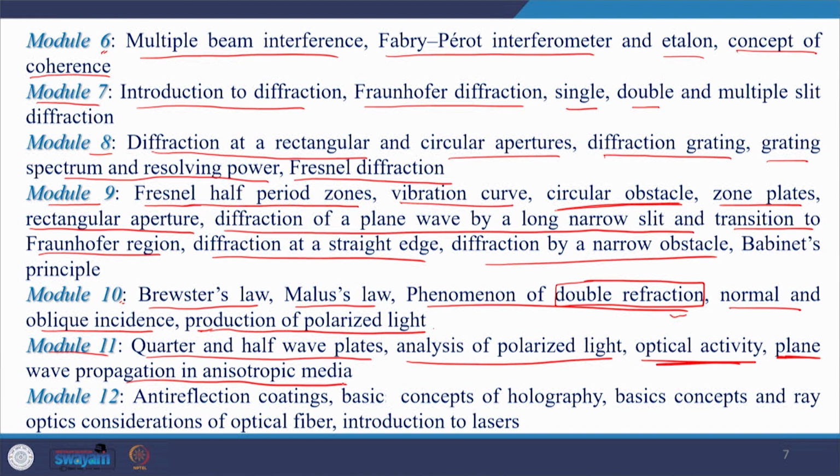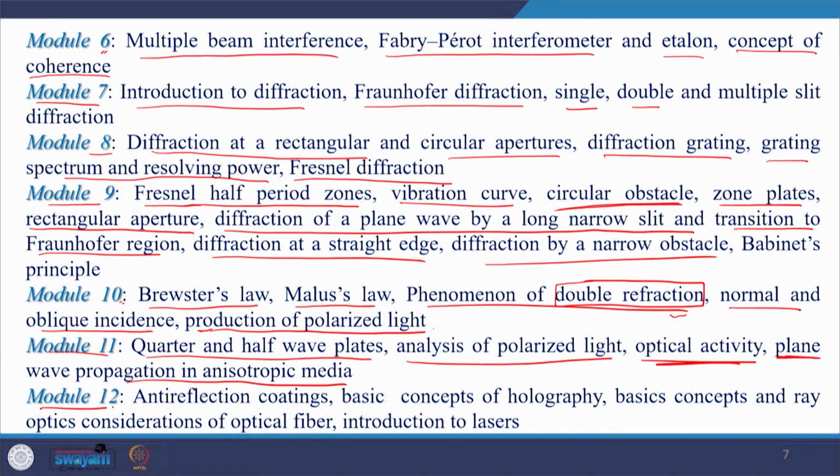The mediums can be categorized in two categories. One is called isotropic medium and another is called anisotropic medium. In anisotropic medium, optical properties are direction dependent, while in isotropic medium, optical properties are direction independent.